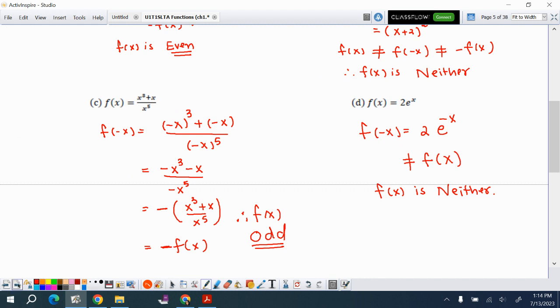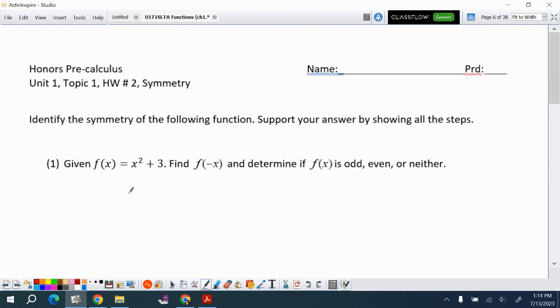Now make sure you do the homework page, and you have to find f of negative x and then determine odd, even, or neither.